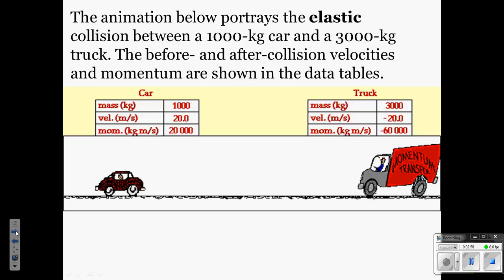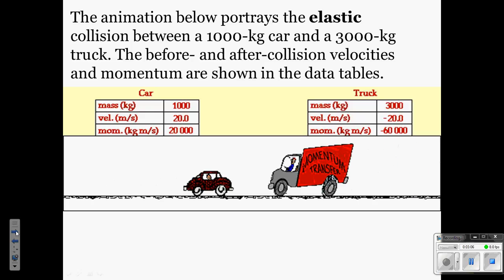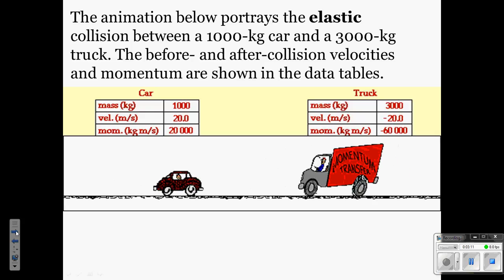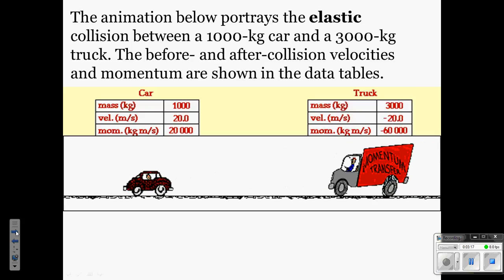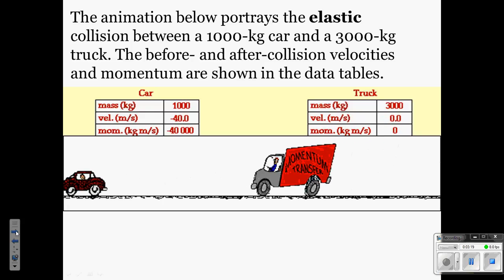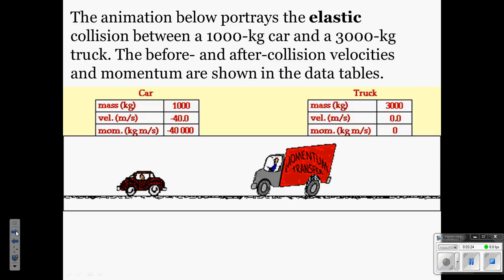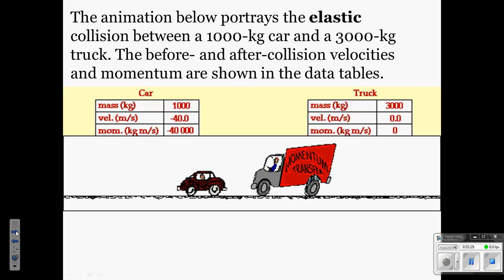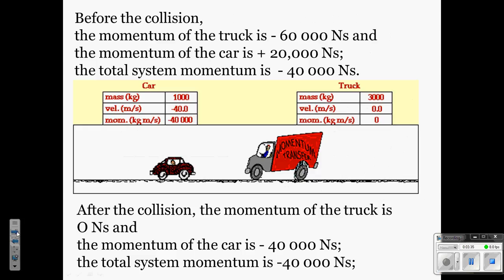So here we see a before and an after collision. We see their numbers and how their velocities and momentum change in our data table. The little car starts out at 20 meters per second, and it ends up with a negative 40 meters per second. You can notice that its momentum changes as well. Its momentum doubles for the car. For the truck, the momentum does not double. It goes all the way down to 0. So that truck stops.